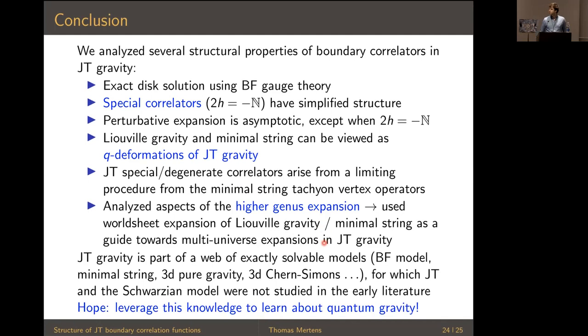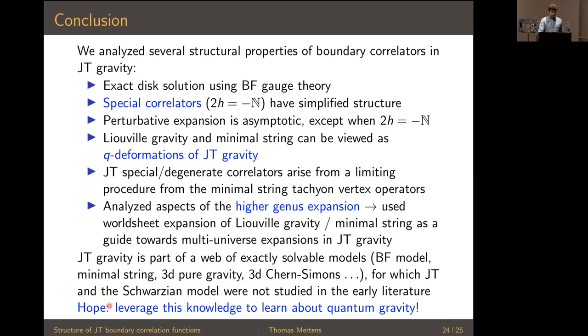So to conclude, JT gravity is part of an intricate web of exactly solvable models. I mentioned, of course, the BF model and the minimal string here, but it's also closely related to 3D pure gravity just by dimensional reduction, and then to 3D Chern-Simons and so on. And in this web of models, JT gravity and the Schwarzschild model have not been studied in the early literature, only in the last couple of years.